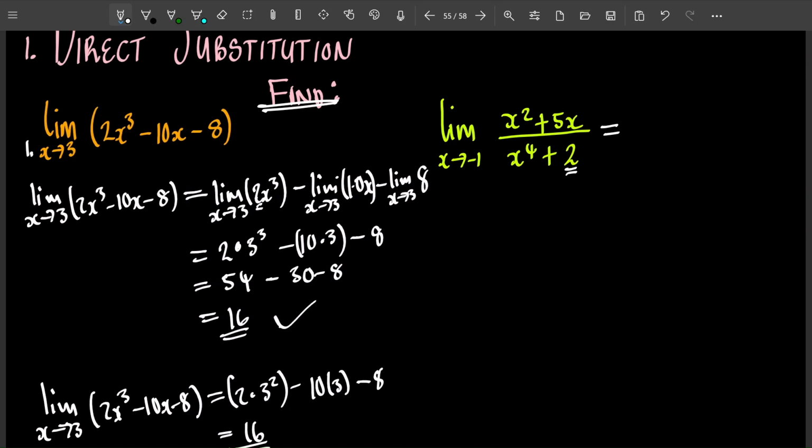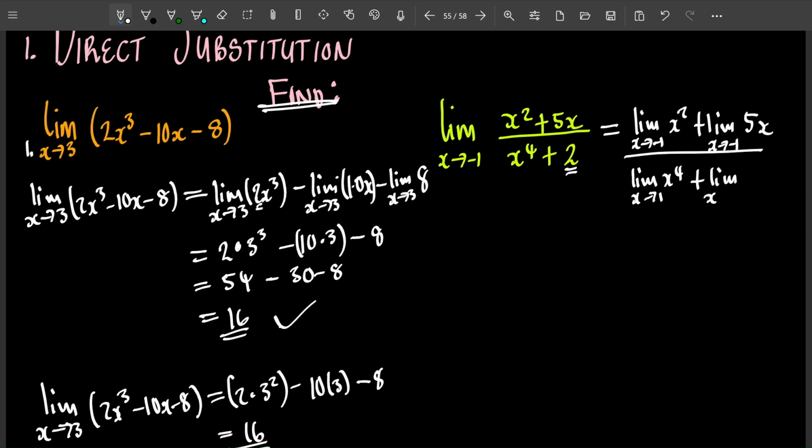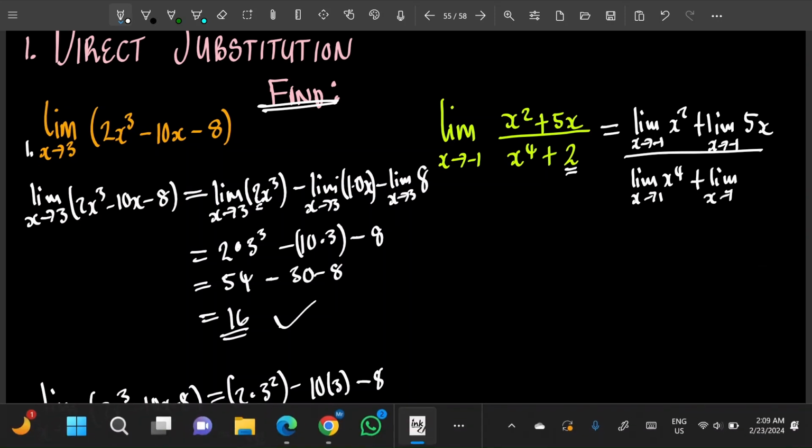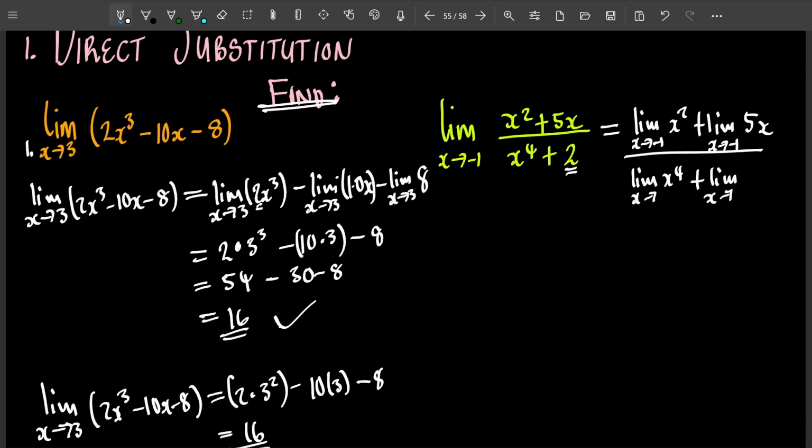So I'm going to say this is going to be equal to, well, you could use all the laws to say this will be the limit as x approaches negative 1 of x squared plus the limit as x approaches negative 1 of 5x, divided by the limit again as x approaches negative 1 of x to the power 4 plus the limit as x approaches negative 1 of 2.